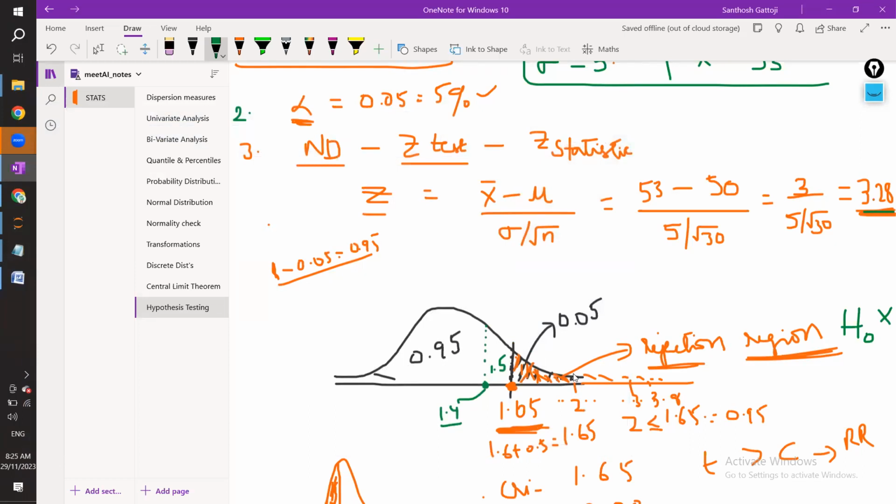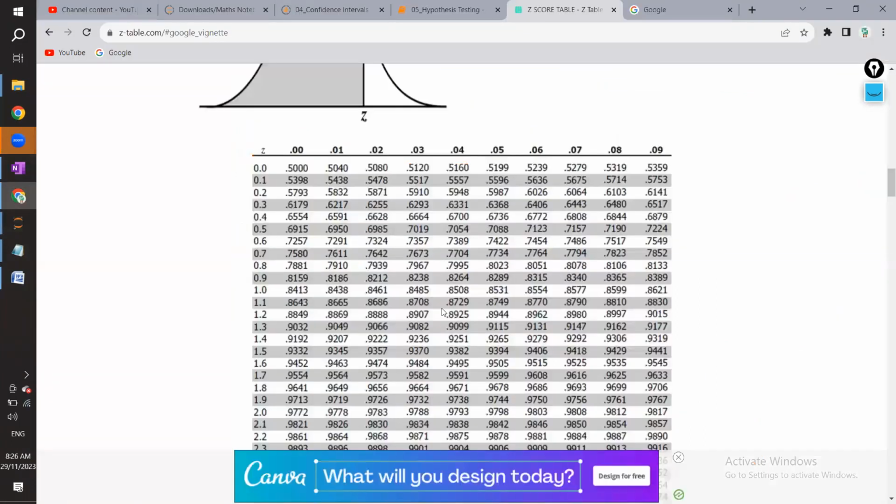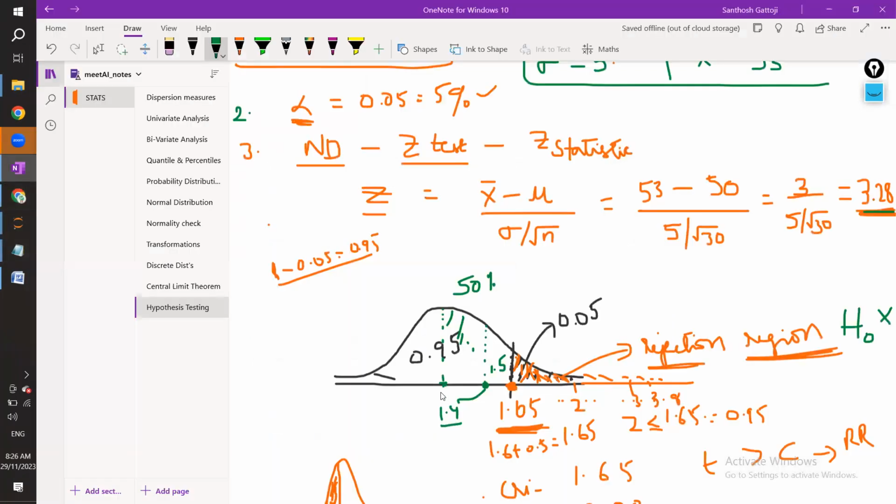reject the null hypothesis. So if you're increasing the alpha, for example, here you put 50%, this 50% is your alpha. So what will be this value, guys? If I go over here and see 0.50, 0.0 is 50. So this is 0.